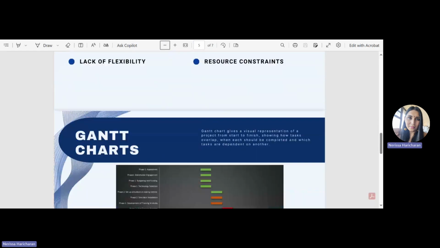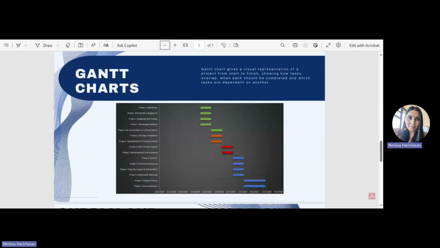Okay. Then, as I spoke about before, we were talking about Gantt charts, and this is basically what a Gantt chart is. It is a visual representation of how a project starts and how it is then finished, and it shows how your tasks overlap, when each task should be completed, and when tasks are dependent on one another. All right.